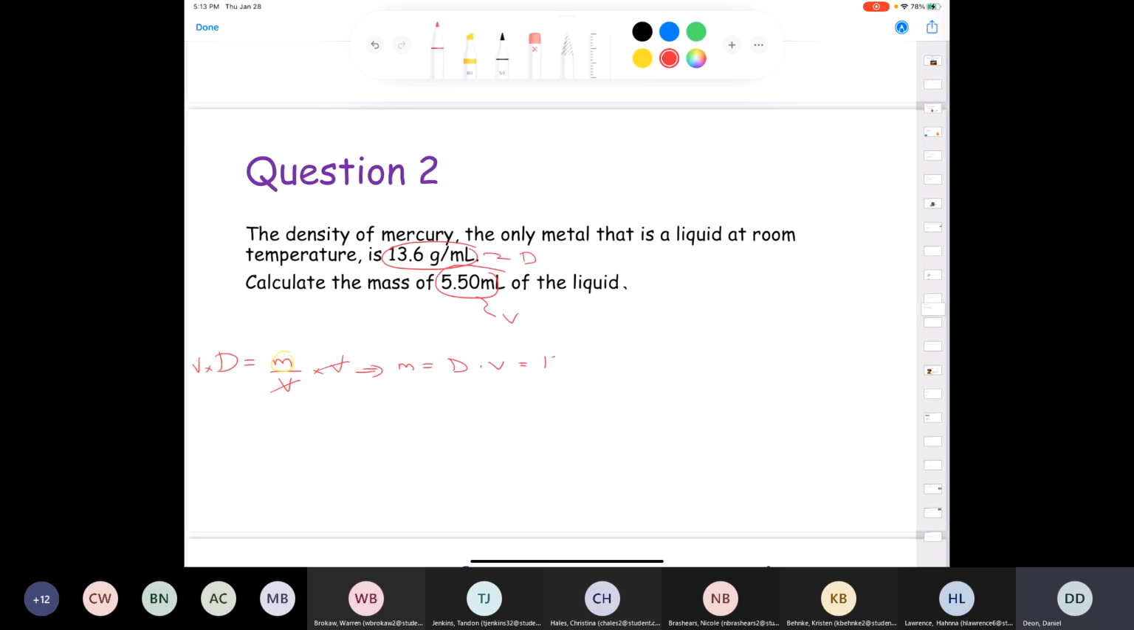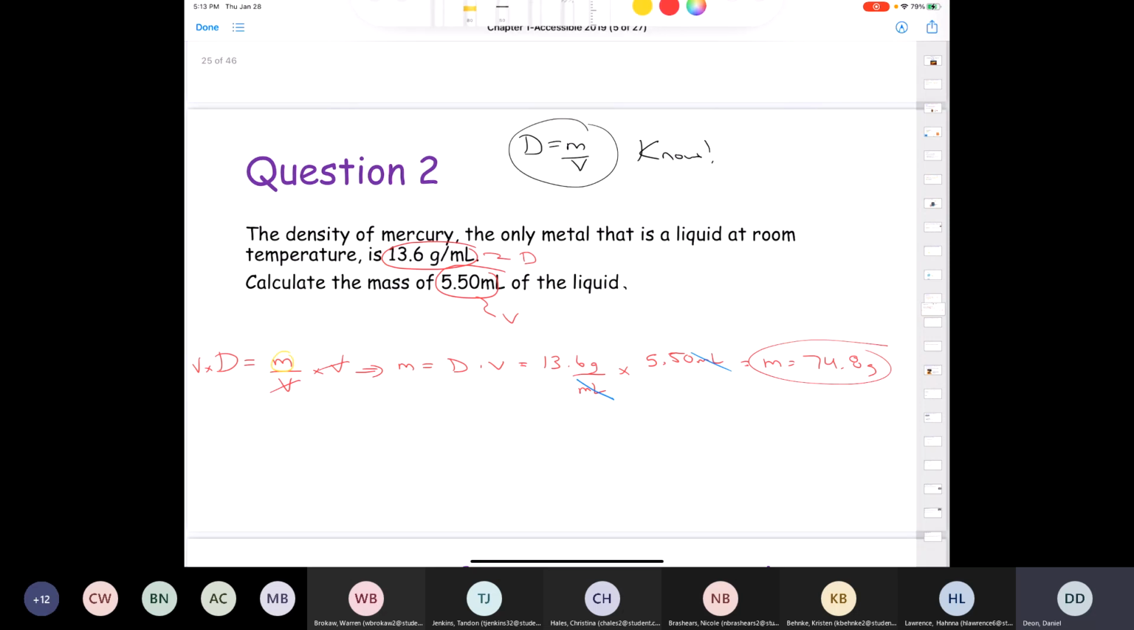So we have our density, which is 13.6 grams per milliliter. We multiply that by our volume, 5.50 milliliters. You can see that the units of milliliters cancel because they're in the denominator and numerator respectively. And when we multiply all that out, we get that the mass is equal to 74.8 grams. All right, so that's just a matter of rearranging the formula. The plain old formula, density is equal to mass over volume, is a formula that you must know when you step into the examination room.